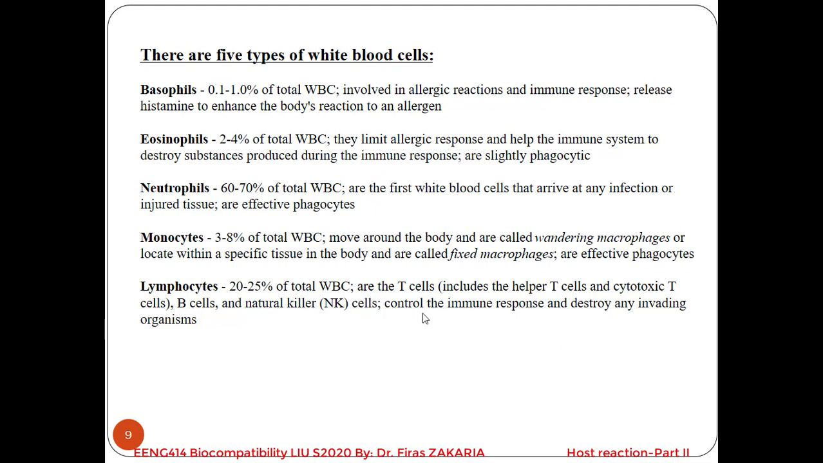فإذا lymphocytes can control the immune response and destroy any invading organisms. أي foreign organism بيدخل على الجسم، الليمفوسايت كمان قادر يتصدى له في حال النيوتروفيلز والمونوسايتس ما قدروا يعملوا شيء.